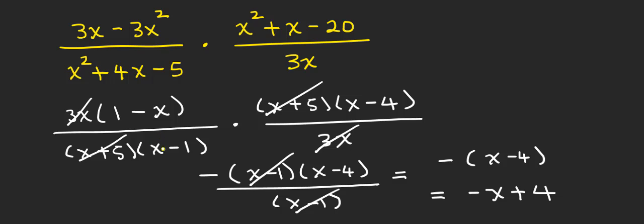Now, you know that x cannot equal negative 5, x cannot equal 1, and x cannot equal 0. Because when x equals negative 5, 1, or 0, those numbers make the denominator go to 0. So these are not part of the domain.